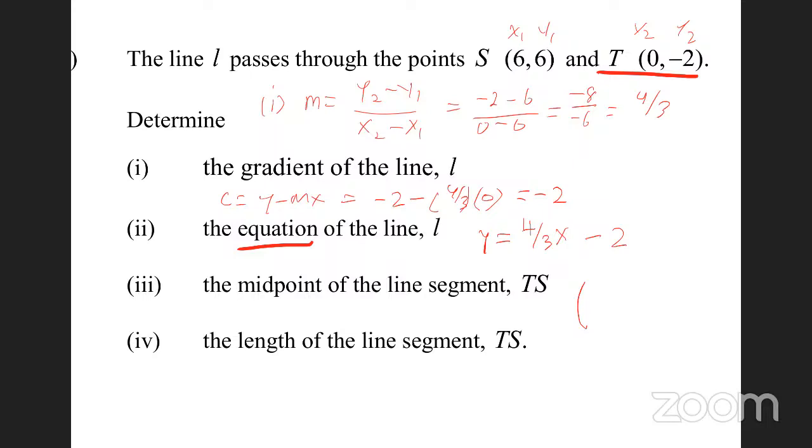Right. Add up the x values, divide by 2. Add up the y values, divide by 2. So that's 6 plus 0 over 2, and 6 plus minus 2 over 2. So I got 3, 2. Anybody got that? Do the last part fast and let's see what you get.